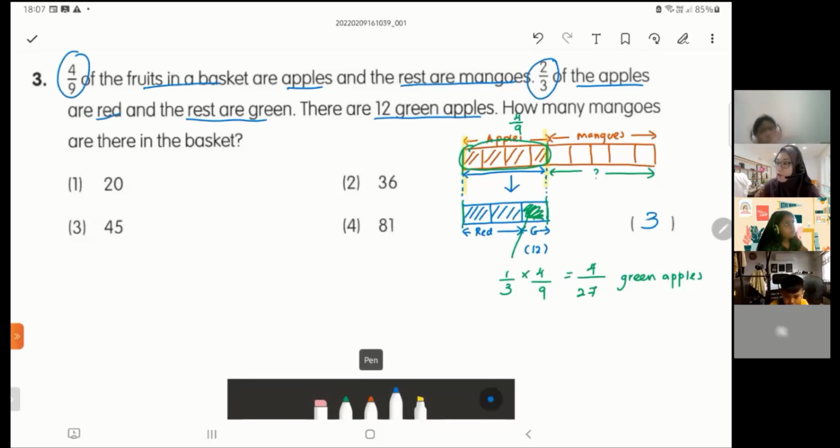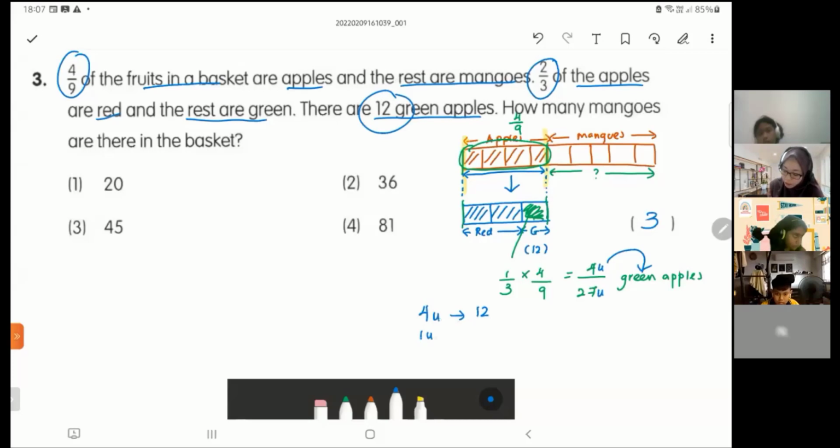So we have here 4 out of 27. Now remember, what is this? This 4 units. 4 units is what? Is my green apples. The 27 is what? 27 is my total. 27 denominator is always my total. All right. So we leave it. All I want to do is take out 4 units, represent my green apples, which is 12. Then find 1 unit first. Find 1 unit means 12 divided by 4, and I get 3. Do I want that? I don't want that. I want to know my mangoes.